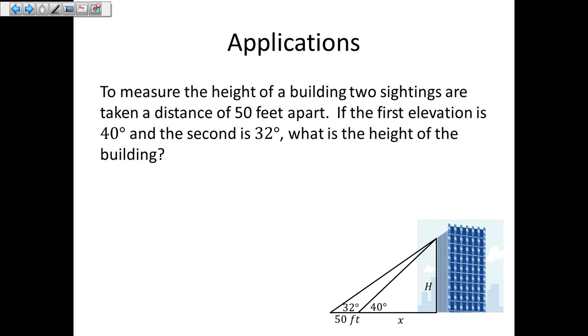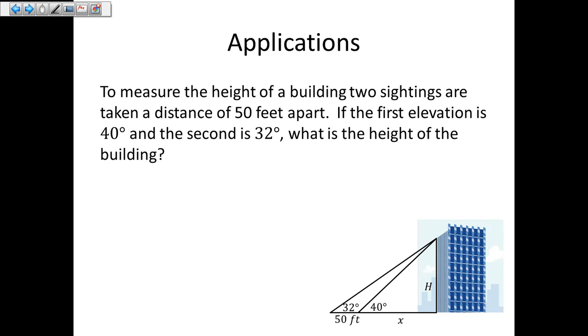Okay, to measure the height of a building, two sightings are taken a distance of 50 feet apart. If the first elevation is 40 degrees and the second is 32 degrees, what is the height of the building? Now notice, they didn't measure how far away from the building they were. They measured how far apart their elevation measurements were.